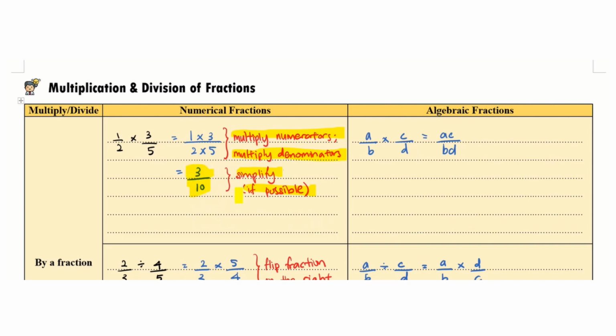So with this set of skills, when we go into algebraic fractions, a over b times c over d, we just simply have to multiply the numerator and also multiply the denominator together. Then after that, if it is possible, we will proceed with simplifying.